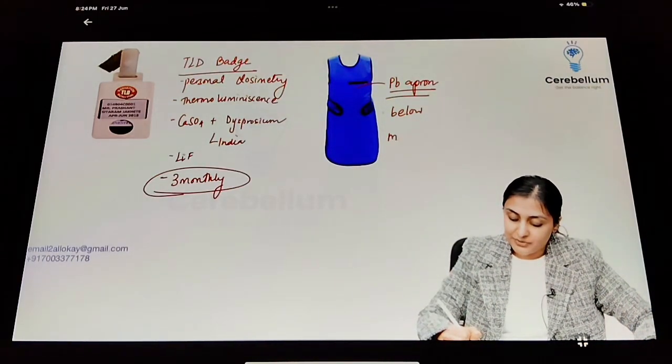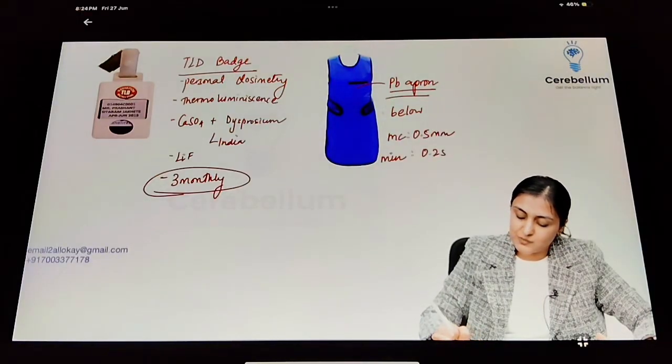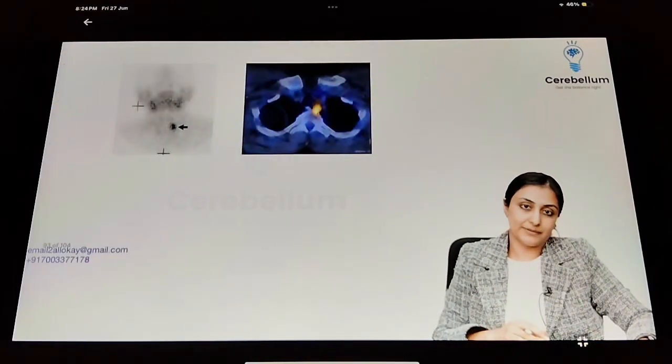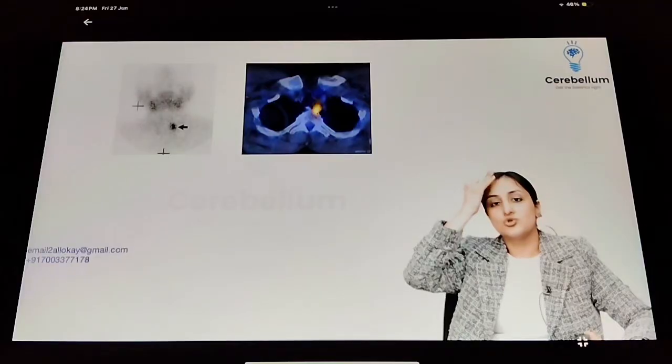The thickness of the lead apron, they asked. The most common thickness is 0.5 millimeters, whereas the minimum thickness of a lead apron is 0.25. Both have been asked, so most commonly 0.5, minimum thickness 0.25 mm. Now, this was general radio that we had to do. Now we venture into nuclear medicine.